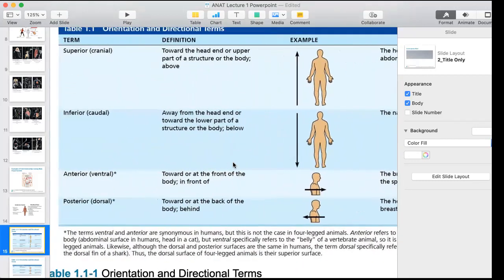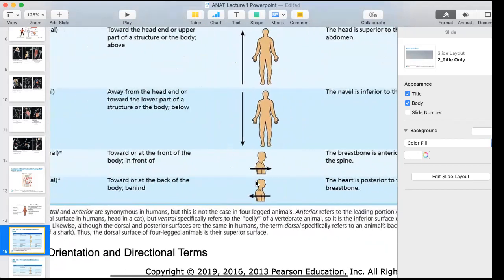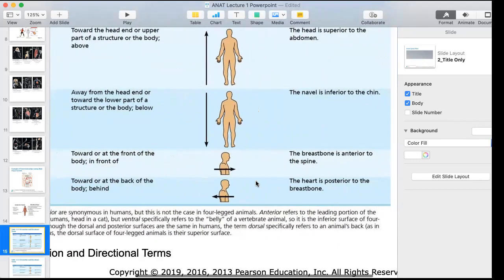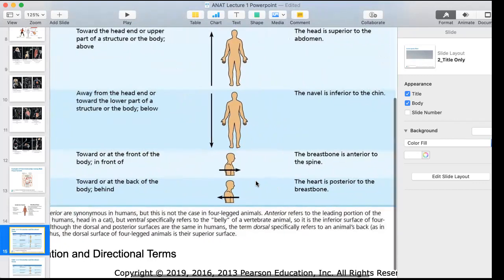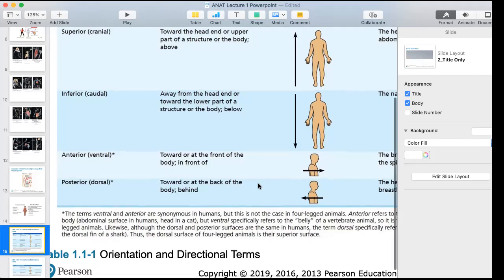When we say anterior or ventral, this means that it is toward the front of the body. So for example, the trachea is actually anterior or ventral to the esophagus. Or in this example here, the breastbone is anterior to the spine. So this just means more toward the front. There's also a note here that in bipedals, which is humans, anterior and ventral can be interchanged. But in quadrupedals, that's not the case. But in this class, we don't focus on that.